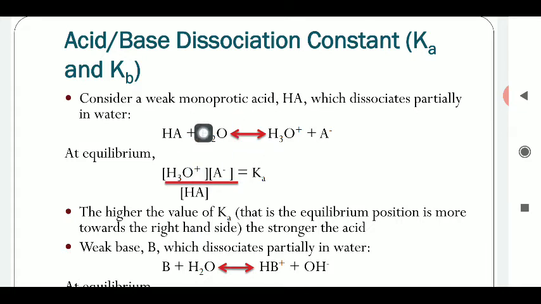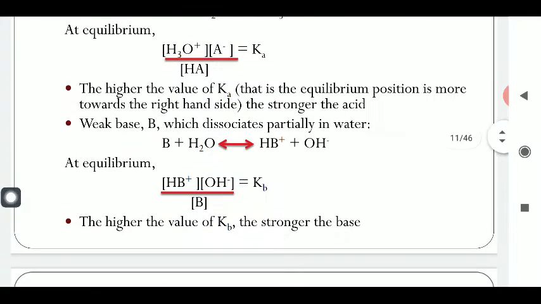Why is water not counted here? Because water has a fixed concentration, that is 1000 ml upon 18, which becomes 55, and when this 55 is counted with this K, the word a is added here. So basically this is a fixed concentration, so we are not counting it here. So the Ka is used for acid. In the same way, for the bases you can calculate the value of Kb.